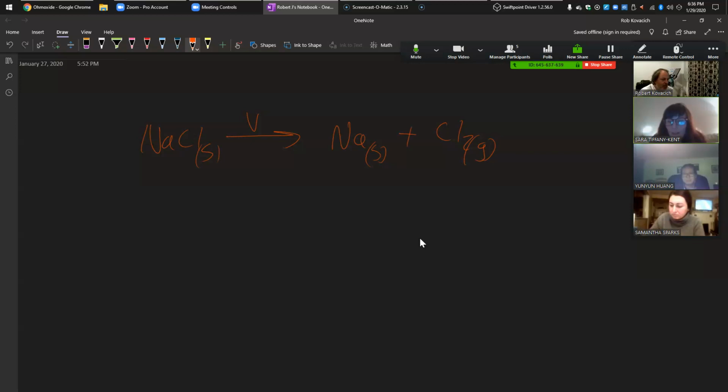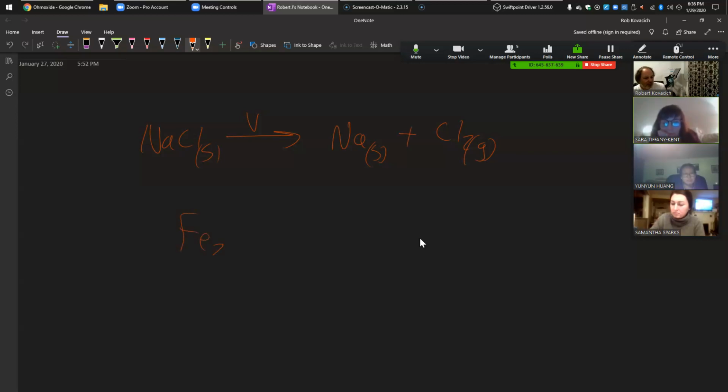These experiments were done in the early 1800s. So the elements on the periodic table, a lot of them were created once we realized we could do this. We just started running electricity through stuff, which isn't the smartest thing in the world because you don't know what you're going to get out of that.